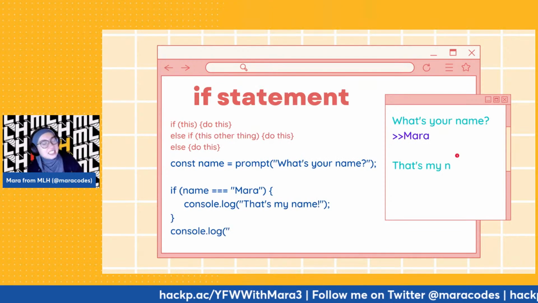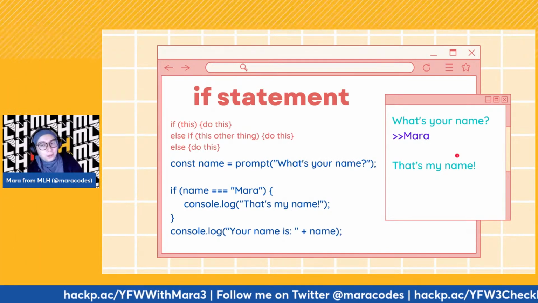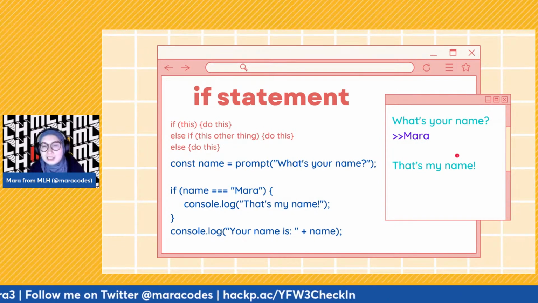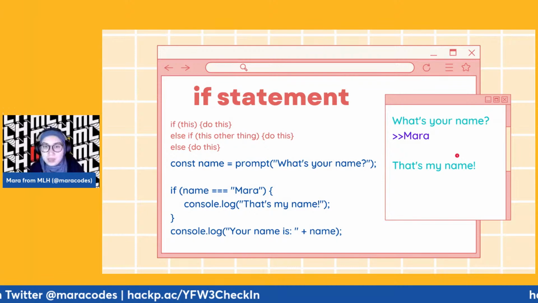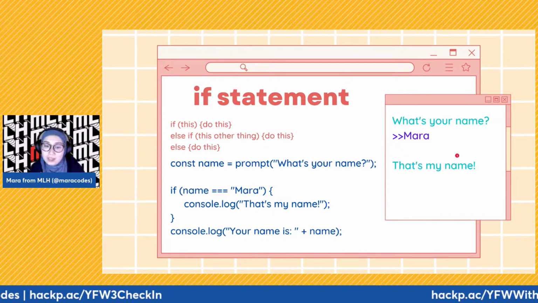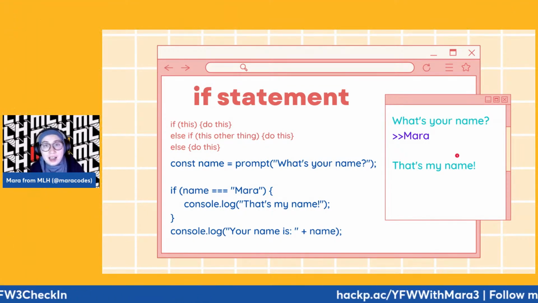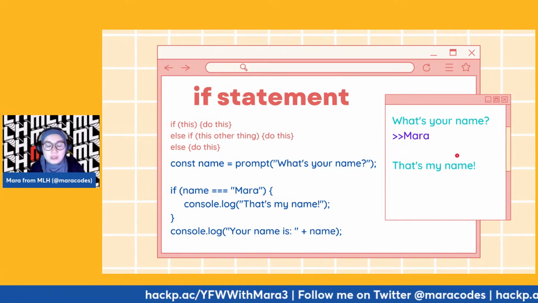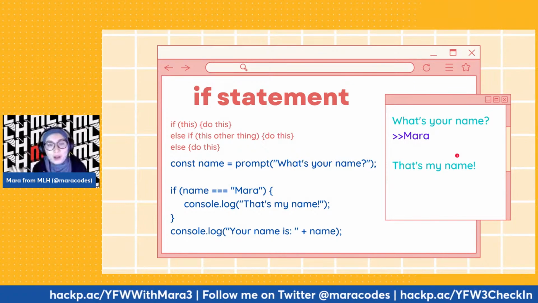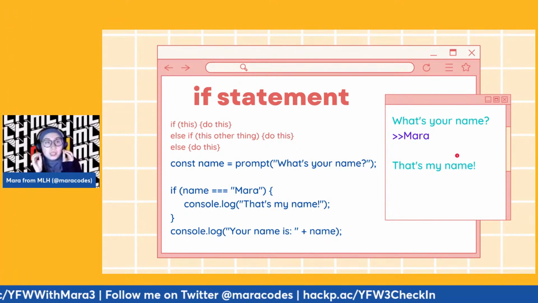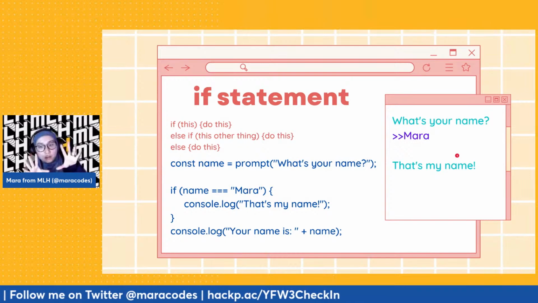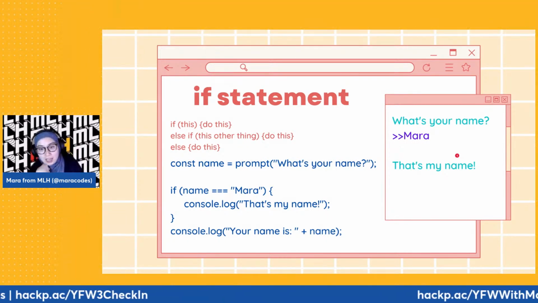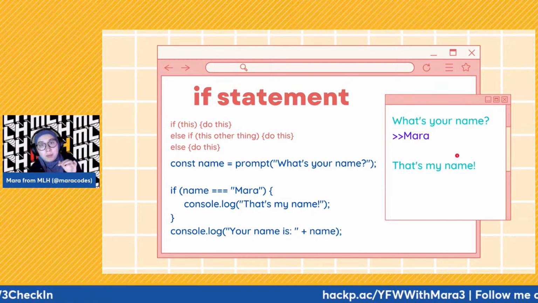So this is an example of actual code. I have a constant variable named name. I'm only going to define it once. The way I define it is I'm going to prompt and give the message, what's your name? When I run the code, an alert with a text input is going to show up on the screen and say, what's your name? And me, being me, I'm going to type Mara.